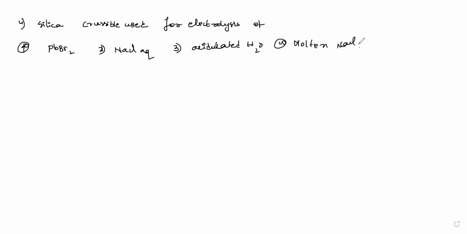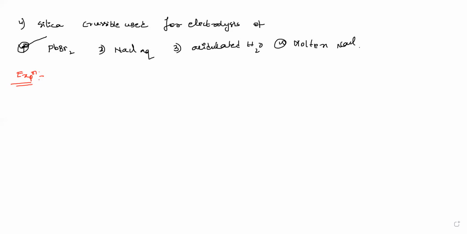What is the answer for this one? Silica crucible is used for electrolysis of which of the following compounds? The answer is PBr2. So why is it PBr2? We have to discuss it, so I'm explaining the explanation of this question here. The explanation is given like this.